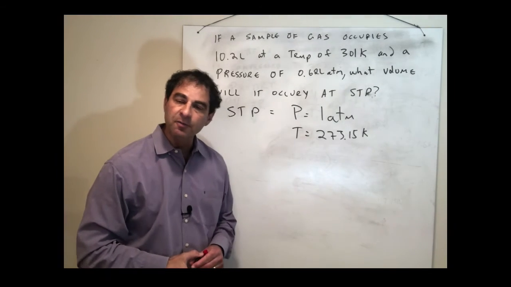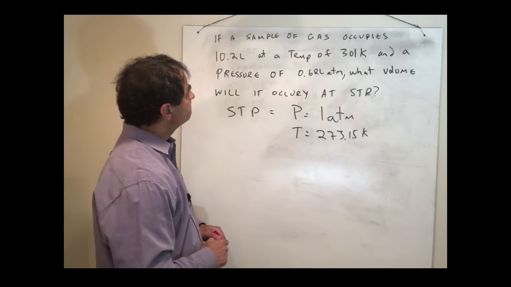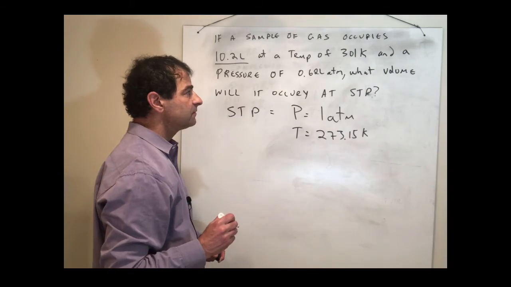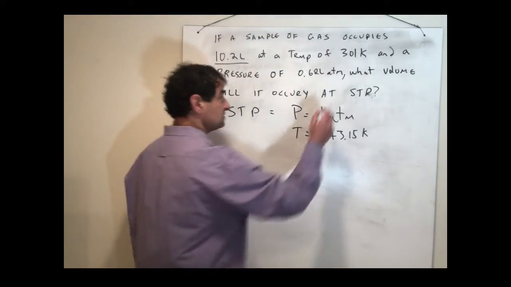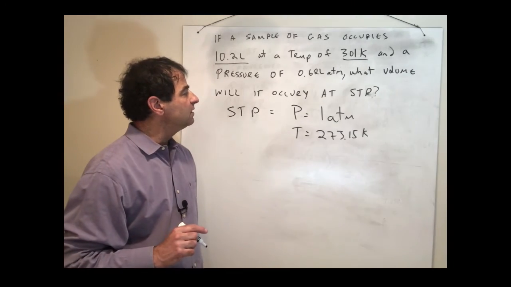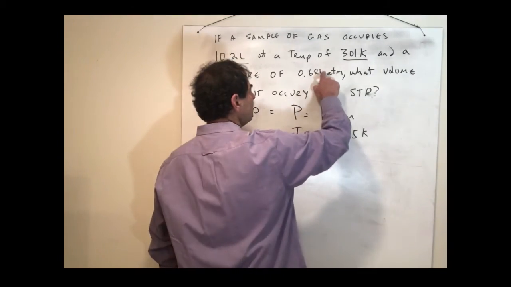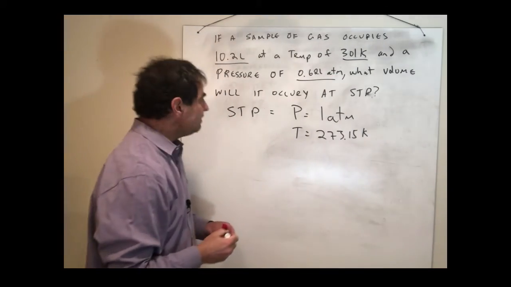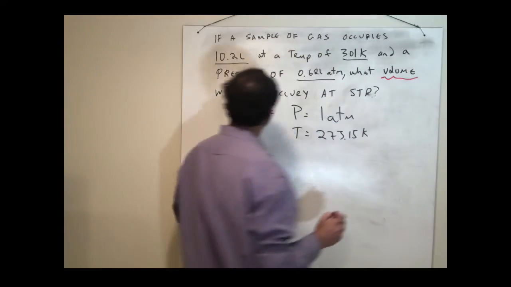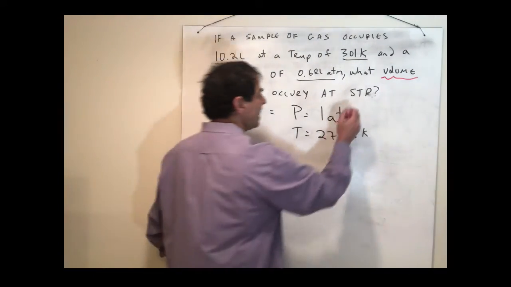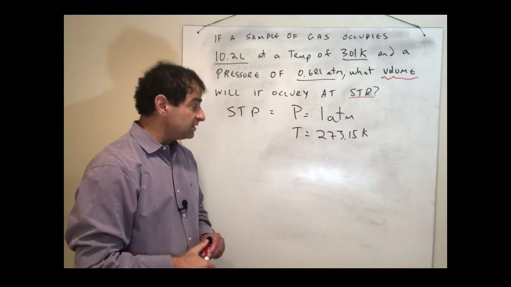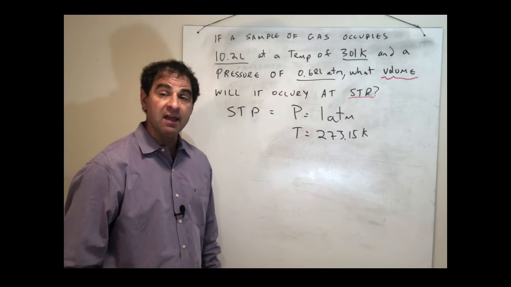Now, let's look at our problem here. If a sample of gas occupies 10.2 liters, there's my volume, at a temperature of 301 K, there is my temperature, and a pressure of 0.621 atmospheres, that's P1. What volume, okay, I'm looking for volume, I'm looking for the new volume, will it occupy at STP? Oh, STP, pressure of 1 atmosphere, temperature of 273.15 K.